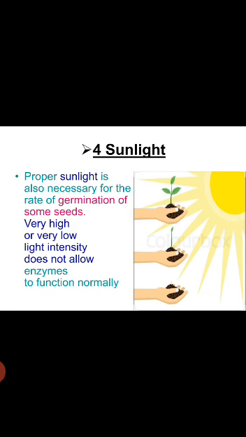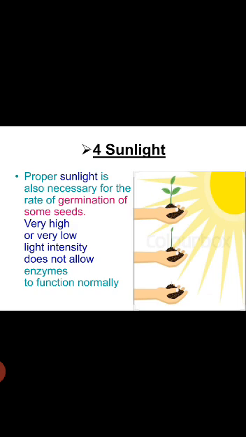So students, finally the fourth point is sunlight. Proper sunlight is also necessary for the rate of germination of some seeds. Very high or very low light intensity does not allow enzymes to function normally. So proper light is necessary for the rate of germination of some seeds.